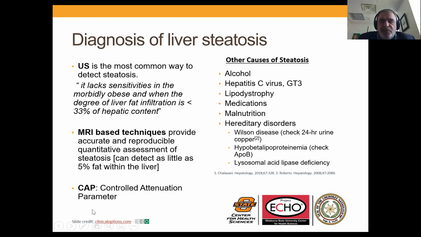But as I mentioned previously, you need to rule out other causes of fat in the liver, like alcohol. Sometimes we've seen a lot in hepatitis C, especially genotype 3, medications, malnutrition, and you have a list of hereditary disorders there that are associated with fatty liver. So when you run into a patient with fatty liver, first rule out all those causes. I would say the main cause is alcohol, and sometimes viral hepatitis and medications.